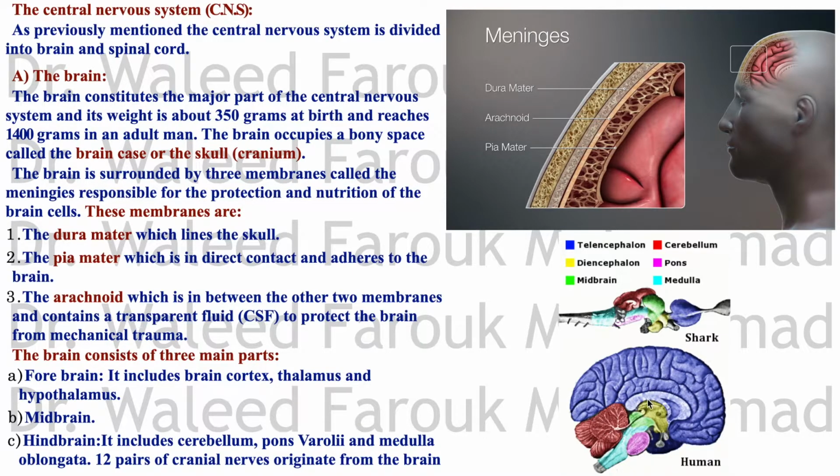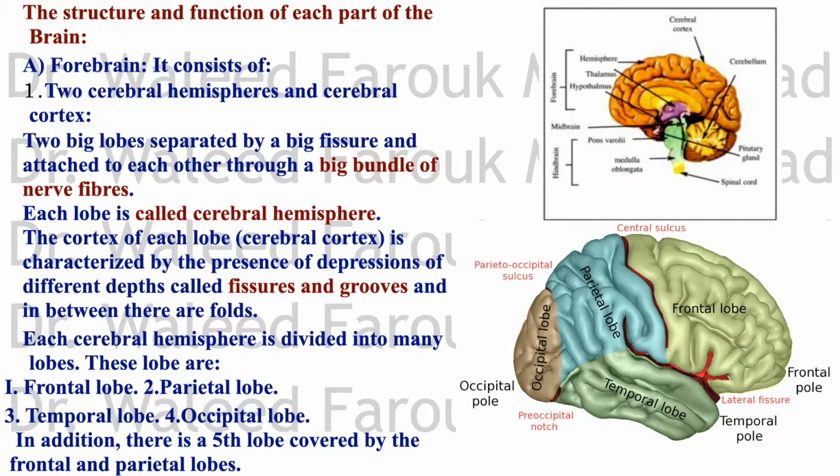فور برين الكورتكس والثالاموس والهايبوثالاموس، ميد برين اللي هو ده، هايند برين اللي هو السيريبيلم والبونز والميدالا اوبلانجاتا. The structure and function of each part of the brain. forebrain في عبارة عن two cerebral hemispheres. ده هيمسفير قلت لكم متصل بالهيمسفير الثاني عن طريق big bundle of nerve fibers. وعبارة عن fissures and grooves، ومتقسم ل areas according to function و anatomy، تشريح يعني.